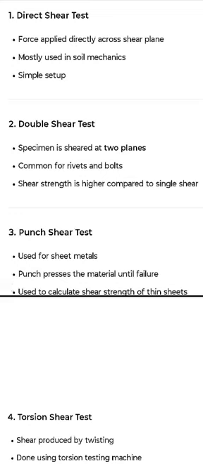And coming to punch shear test, used for sheet metals. Flat sheets, thin sheets used as sheet metal, where it is very effective. The punch presses the material until failure. We are able to calculate the shear strength by this punch pressing method, used to calculate the shear strength of thin sheets. The shear strength of materials can be determined under various methods like direct and double, but only for thin sheets the punch shear test is a very good one.